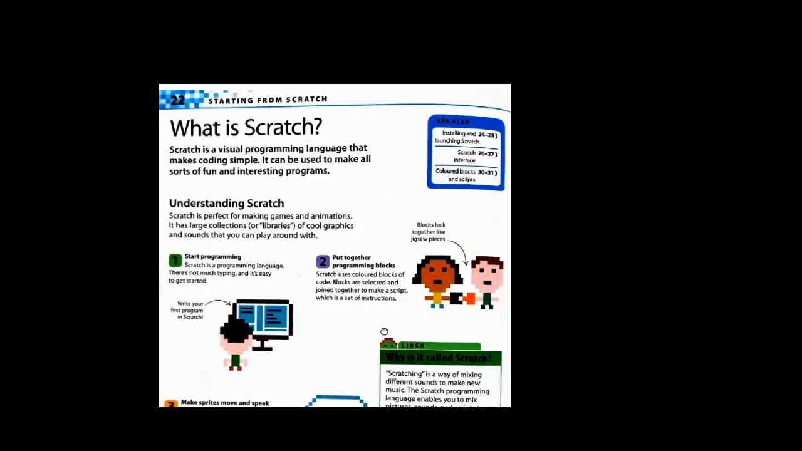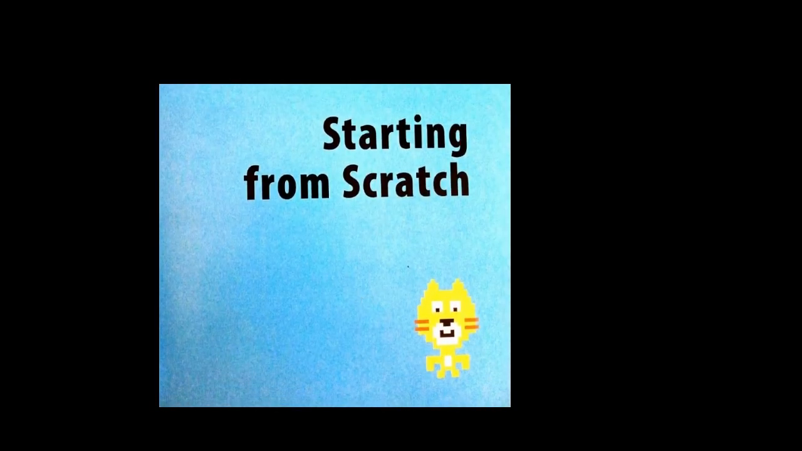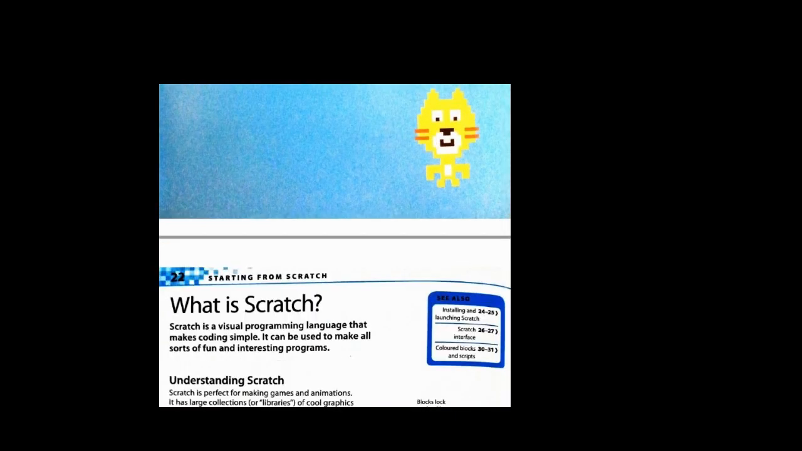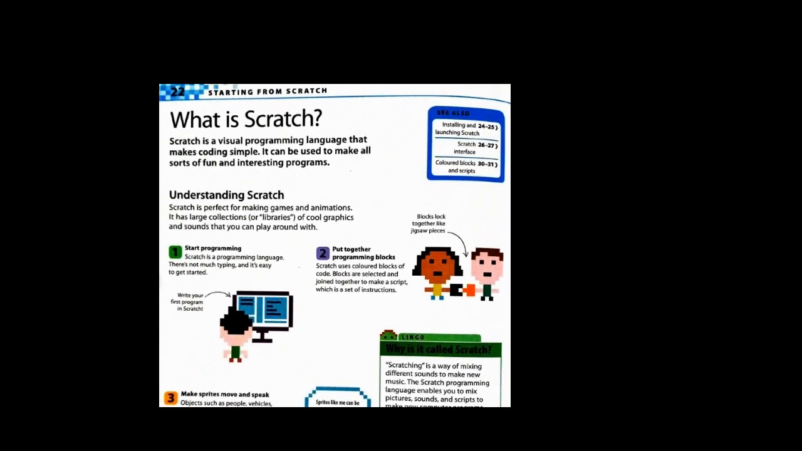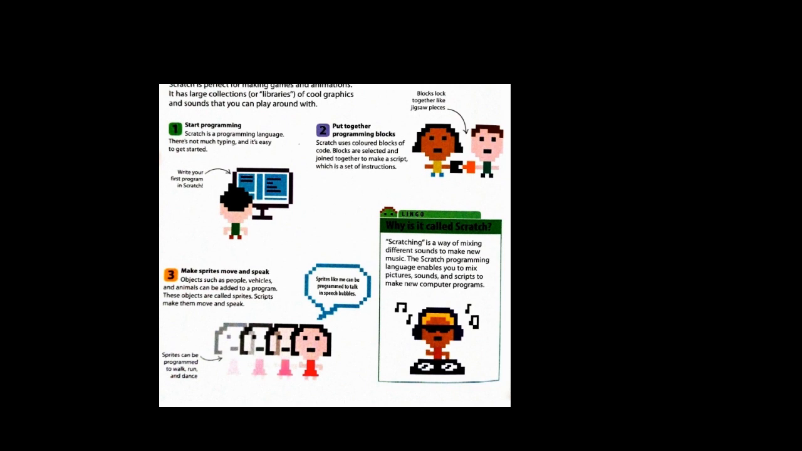Okay, so today we are continuing our computer coding for kids book, and we are starting from scratch. What is Scratch? Scratch is a visual programming language that makes coding simple. It can be used to make all sorts of fun and interesting programs. Understanding Scratch. Scratch is perfect for making games and animations. It has large collections or libraries of cool graphics and sounds that you can play with.